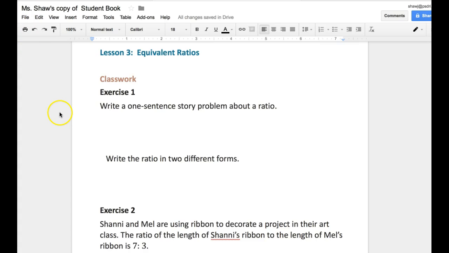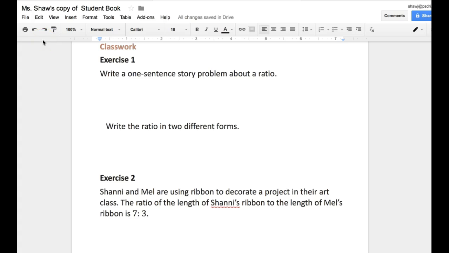The second part of that is to write the ratio in two different forms. That's using a semicolon as well as the word "to." So go ahead and take a minute and do that now. Okay. On to exercise 2.